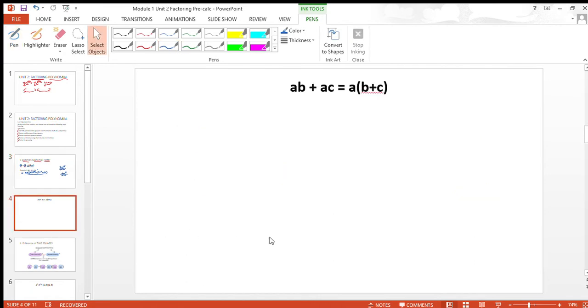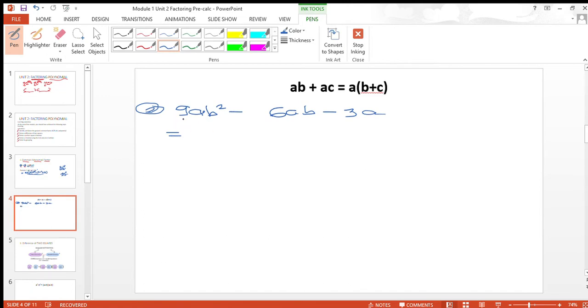Let's have a second example. Second example, let's say we have this polynomial. We have 9ab squared minus 6ab minus 3a. Again, the technique is inspect your numerical coefficients.